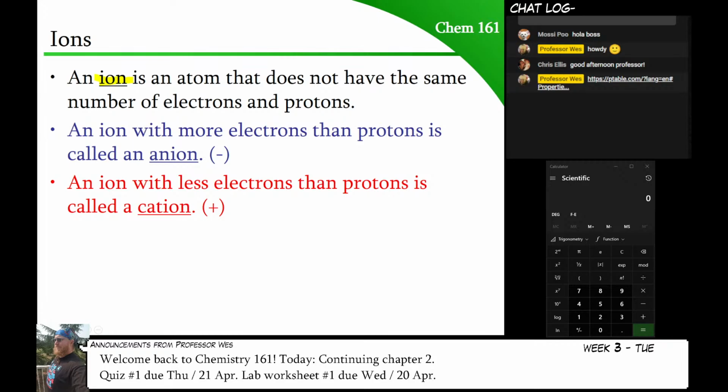The relationship that I want you to remember is this one. If you have an atom and you remove or add electrons to it, you will always create an ion. The reason being, atoms are electrically neutral. They have the same number of electrons and protons. If you change that number of electrons, you create an ion.